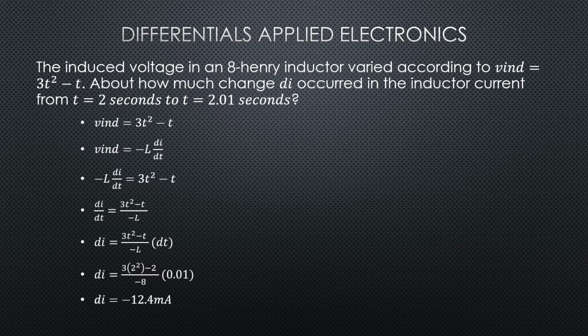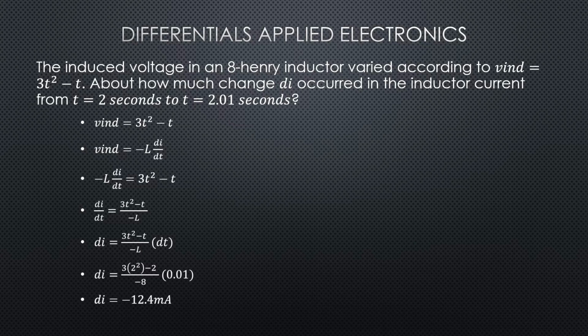So it's given us the formula V induced is equal to 3t squared minus t. If we remember back to our earlier lectures, for an inductor, V induced is equal to negative L, which is the Henrys, times di/dt. So now we can just do algebra. We're just going to set the V induced expressions equal to each other. And now we've got a di/dt in the formula, and we can solve for di/dt.